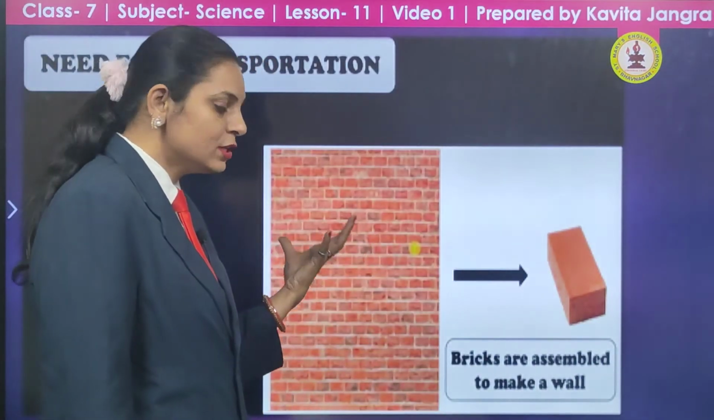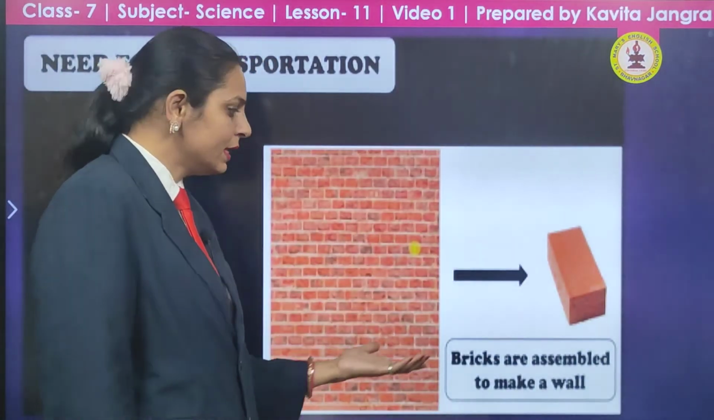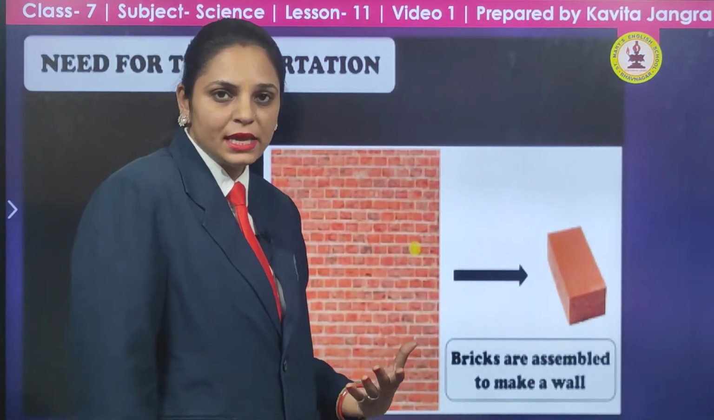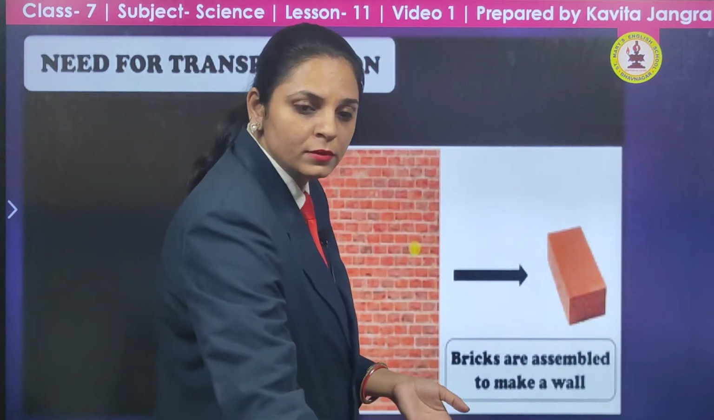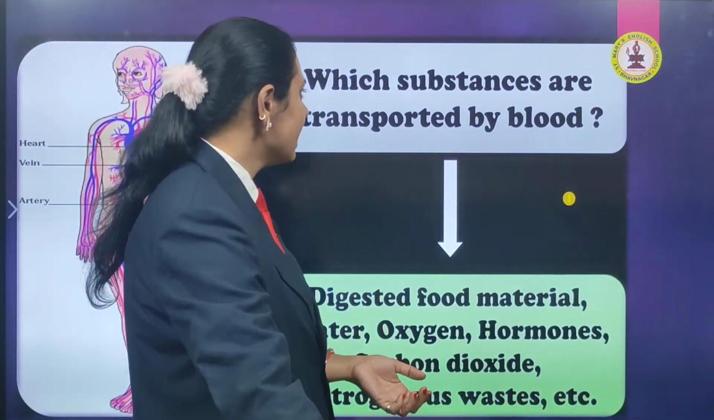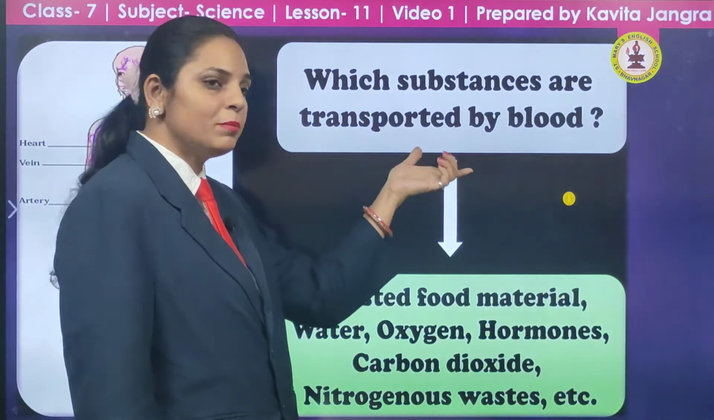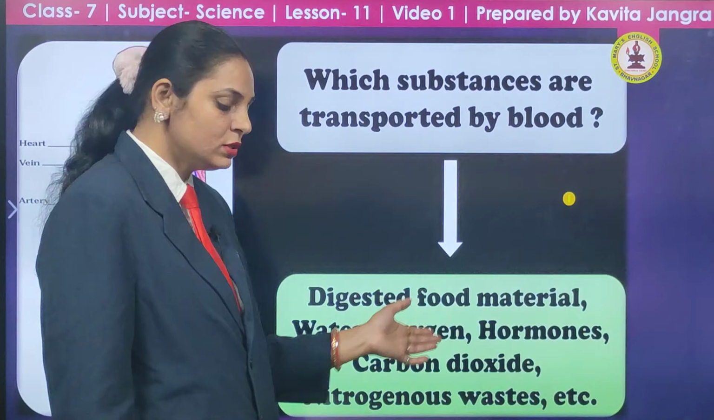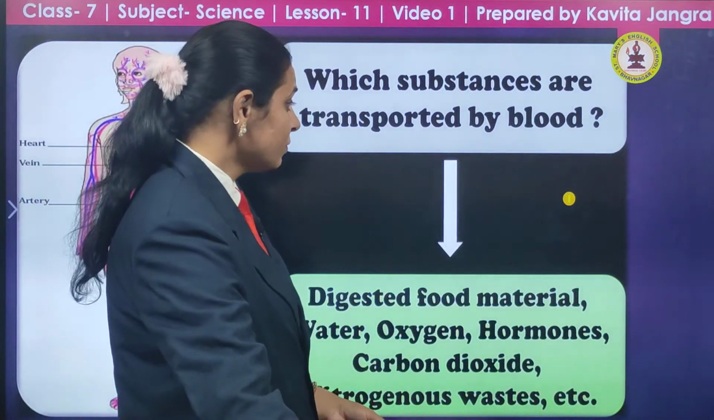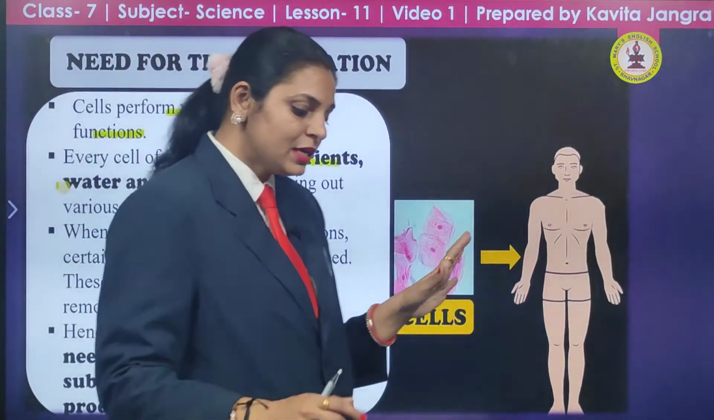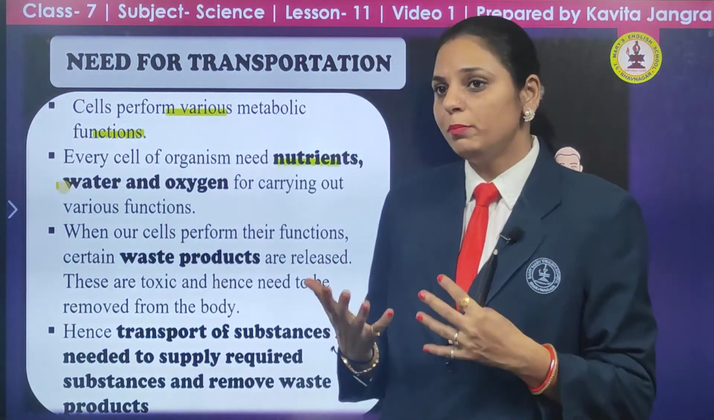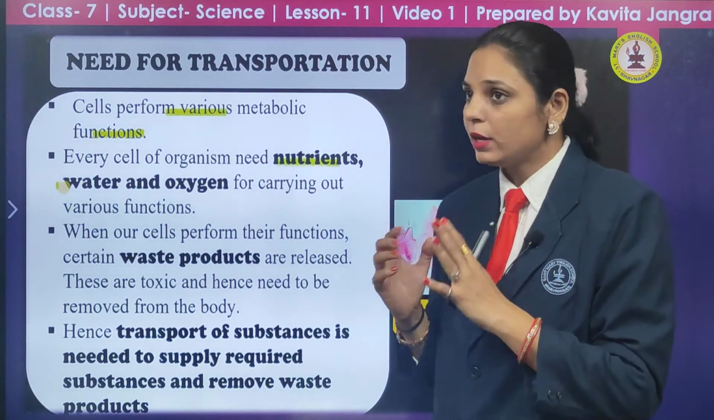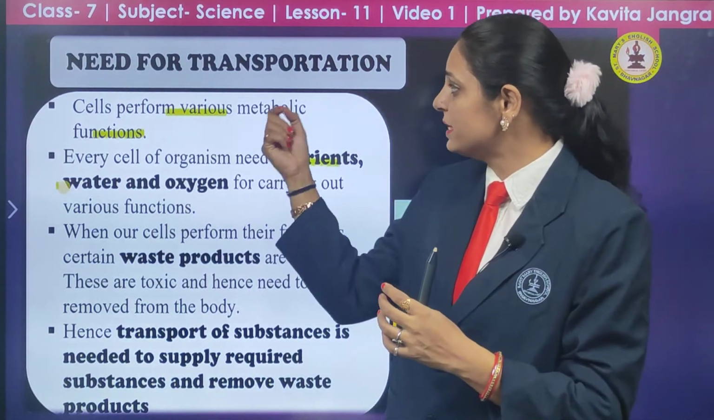As you see, this wall is formed only when we join brick after brick. Just the same way, how is our body formed? The basic unit is the cell. Now which substances are transported by the blood? As I say, the digested food material, water, oxygen, hormones and many others. How is this transportation possible? I said that it is through the blood. Now the cells, that is the basic unit of our body. The whole body's basic unit is the cell.